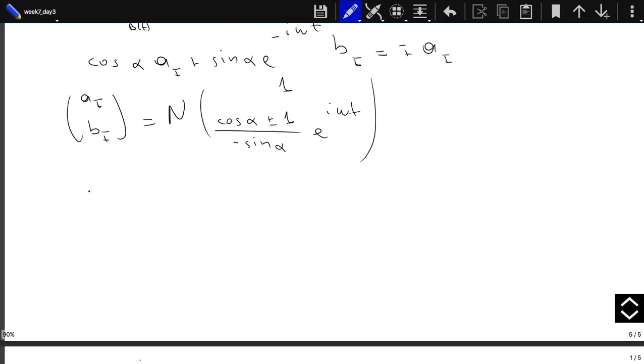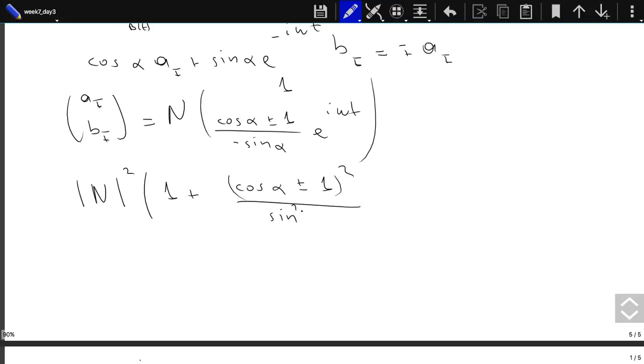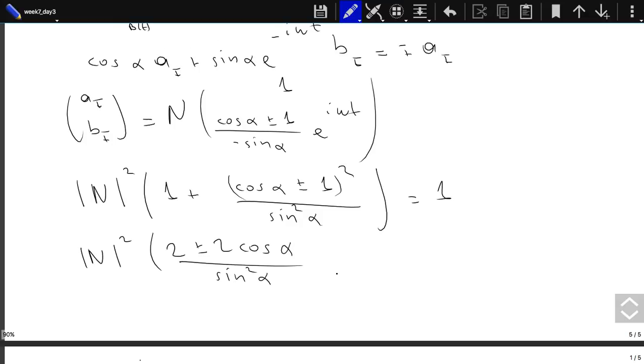Now we need to fix the normalization. N squared times (1 plus cosine alpha plus or minus 1) squared divided by sine squared alpha is equal to 1. Omega doesn't contribute to the normalization. So we have N squared times (2 plus or minus 2 cosine alpha) divided by sine squared alpha, and this is equal to 1.